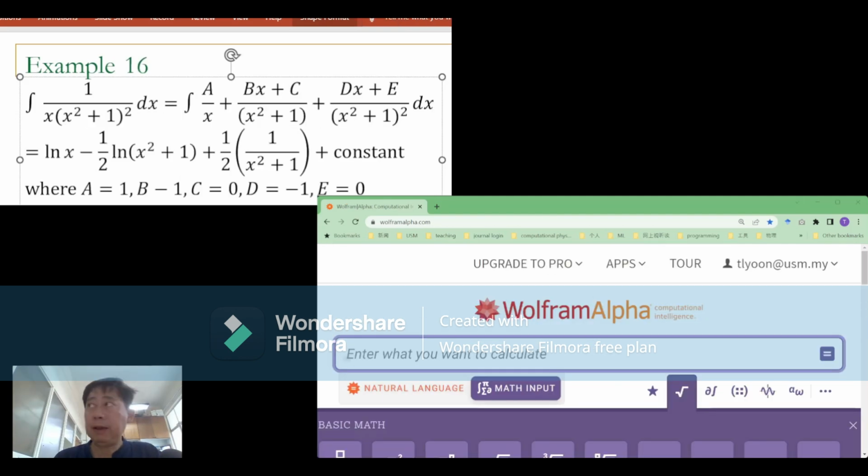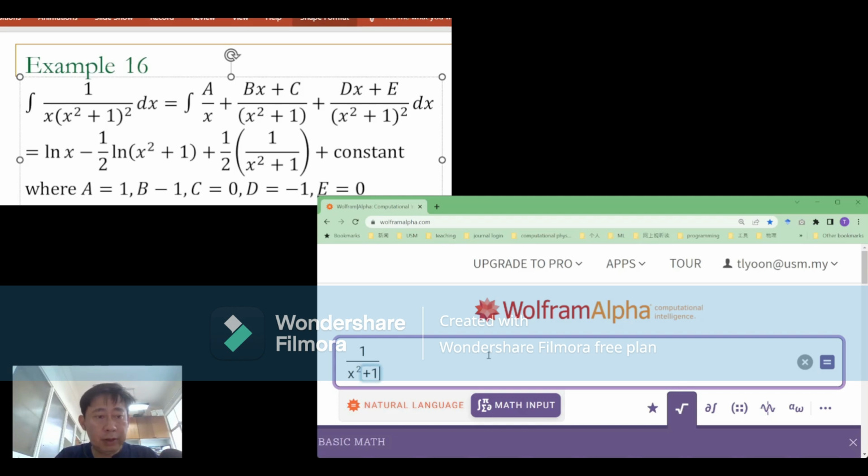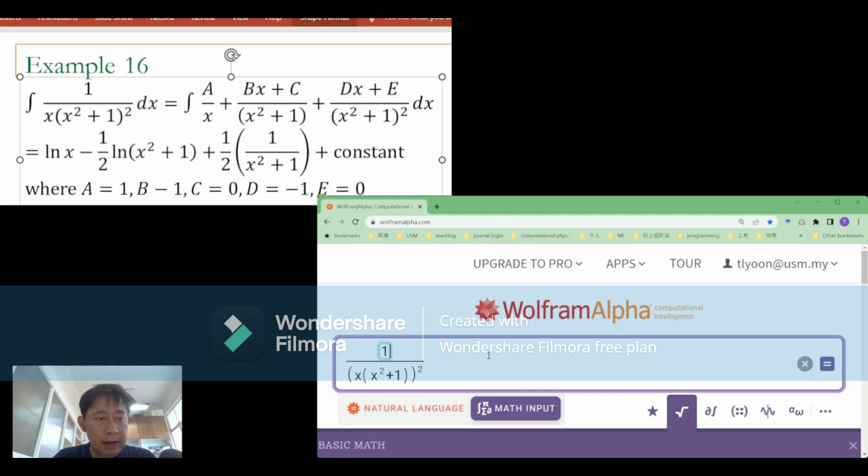The next example we want to demonstrate is example 16, which is similar to example 15. So we define the fractional function in the input panel of Wolfram Alpha: 1 over x to the power of 2 plus 1, and the whole thing is placed in a bracket. Then I have an x multiplied with the term in the bracket raised to the power of 2, and I have to be careful here. The x should lie outside of the x squared plus 1 squared term. Now I have finished defining the fractional function in example 16.